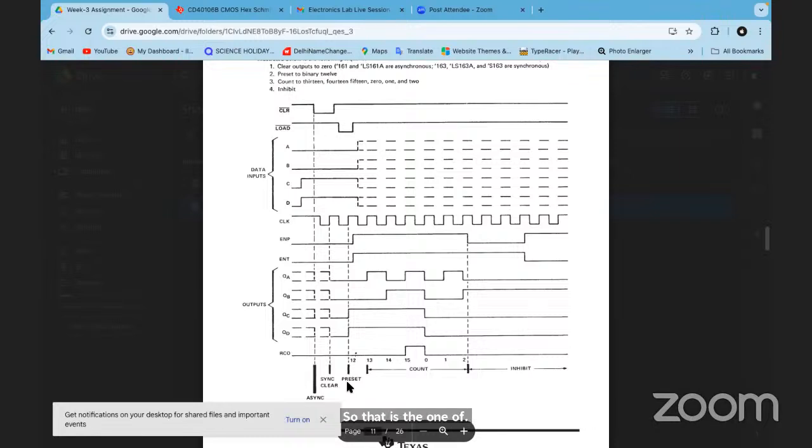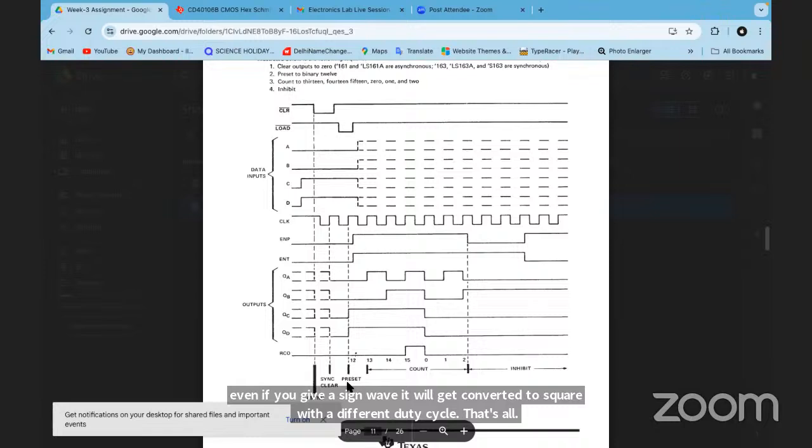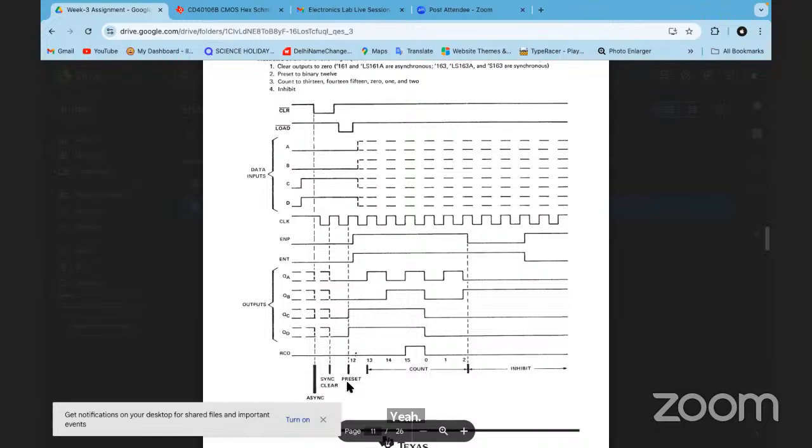Correct. So even if you give a sine wave, it will get converted to a square wave with a different duty cycle. That's all. Yes, that's a valid observation. Very good. Anyone else? Any other comments?